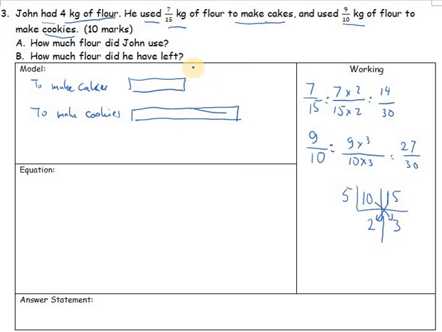Now let's write down the fractions here: 7 out of 15, which is 14 out of 30, and over here 9 out of 10, which is 27 out of 30. Now, how much flour did John use? This is the question mark. We know he used flour to make cakes and to make cookies, so we just add up the two fractions. This is question A. 7 out of 15 plus 9 out of 10.